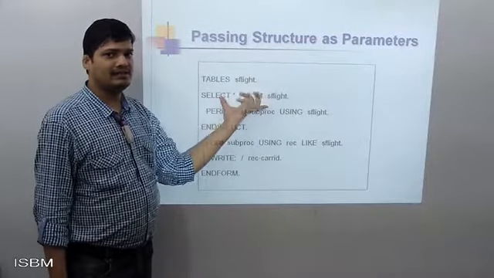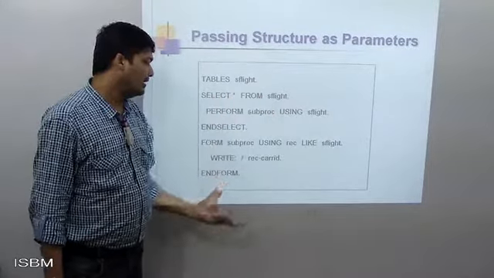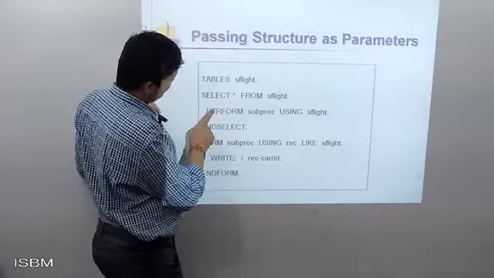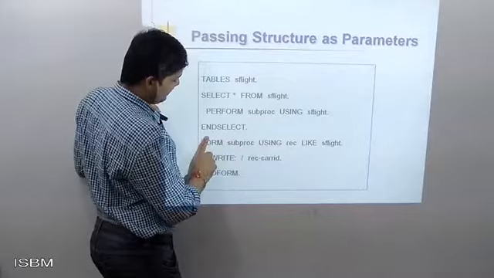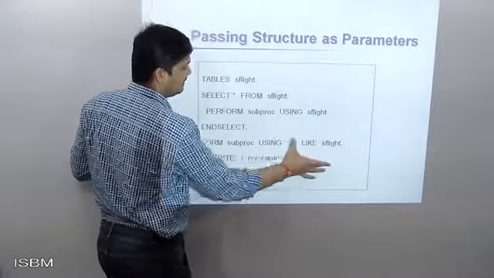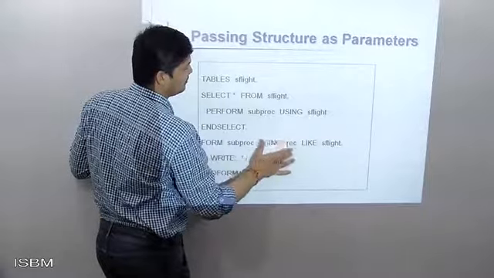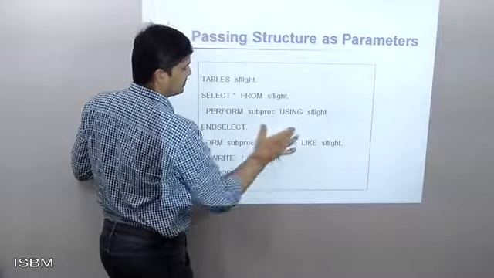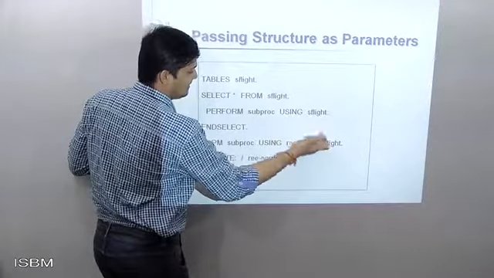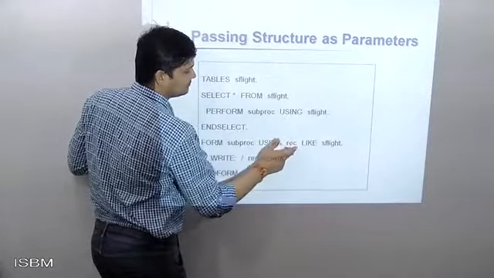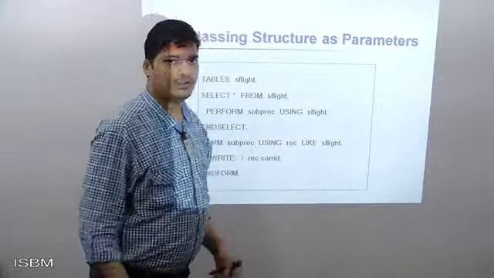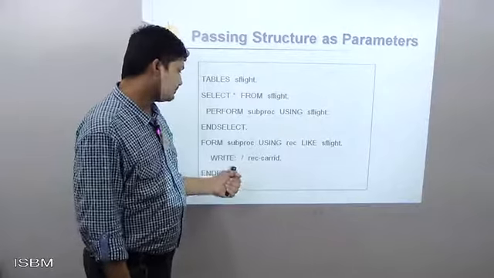I have only written a simple select query, and in the subroutine of this perform, while we are writing a form, I have declared the same thing using rec and passed the parameter here. You can see that I have taken a structure, the same S flight structure: rec like S flight. Whatever you want, you can write over here.